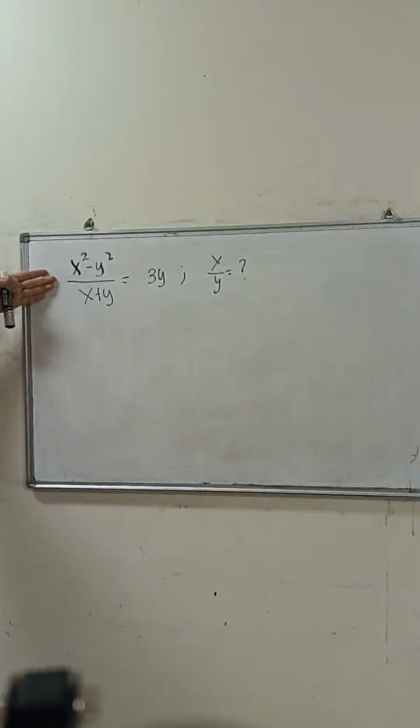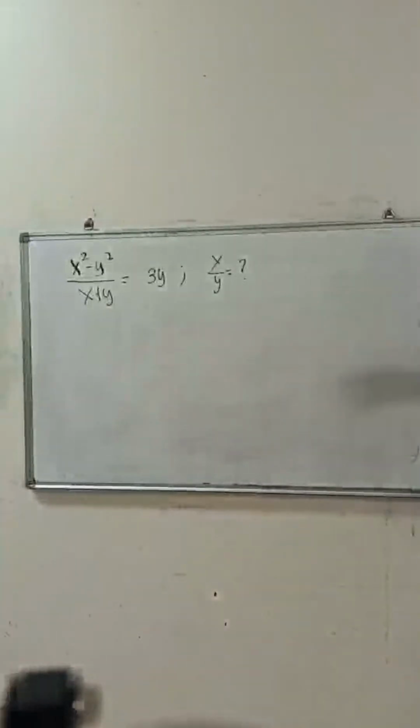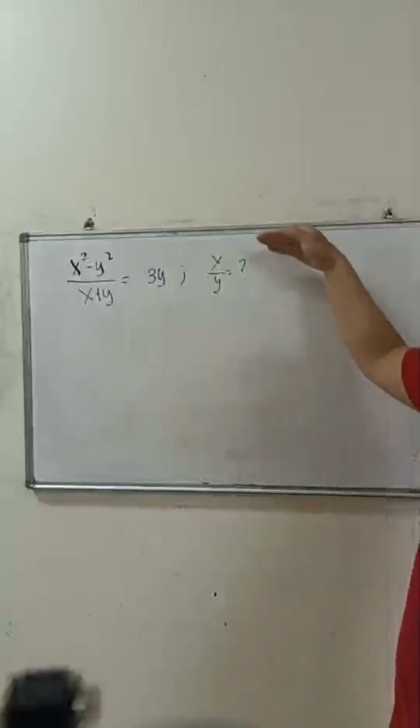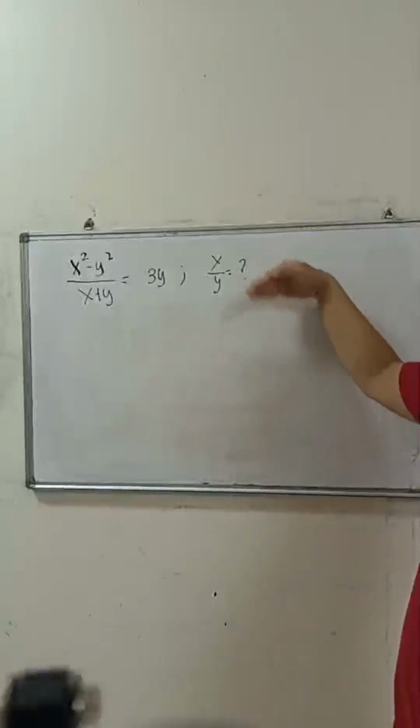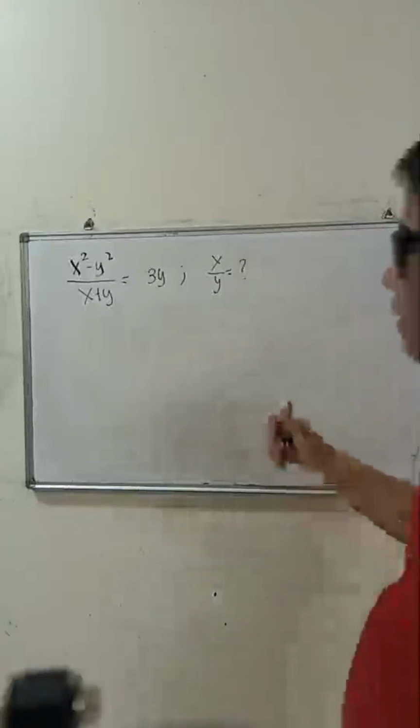Rational expression: how can we solve for the expression, not the value, x over y? If you try to ask what's the value of x and what's the value of y, it's a little bit easier, but you need to manipulate also according to what is being asked. So here, how can we do this?